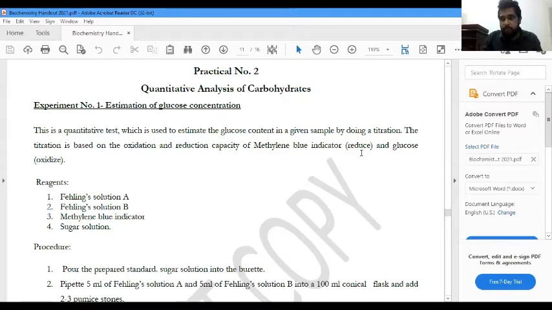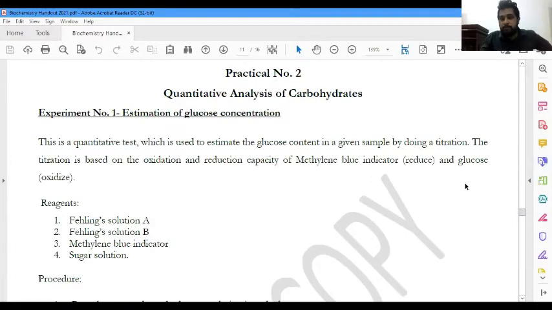used in chemical experiments. If we do not have advanced test kits to analyze glucose, then we can use this Lane-Eynon titration as a preliminary experiment to analyze glucose percentage or concentration in a given sample.